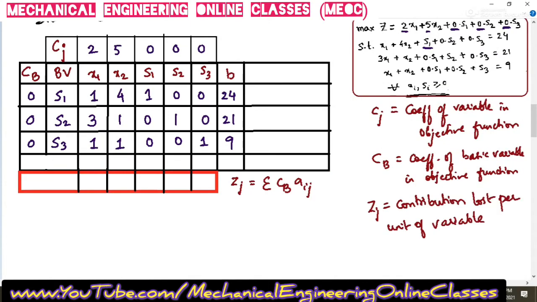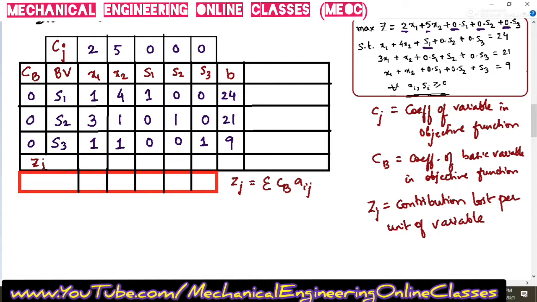Now the entire LPP is written in tabular form. Here the basic variables are clearly mentioned. Their contribution is also mentioned in Z. Then all the variables, the objective function, the constraints, everything is mentioned. So let us find Zj, which is the contribution that is lost per unit of variable.